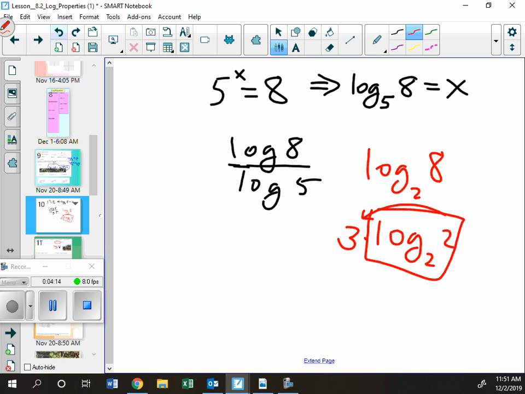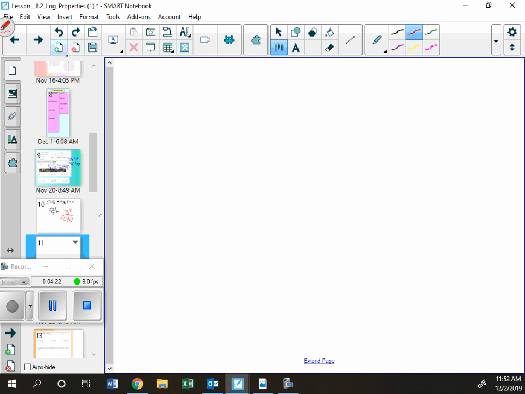So then it's 3 times 1. So the answer is still 3. Okay. All right, next thing you need to know about logs is how to condense them.